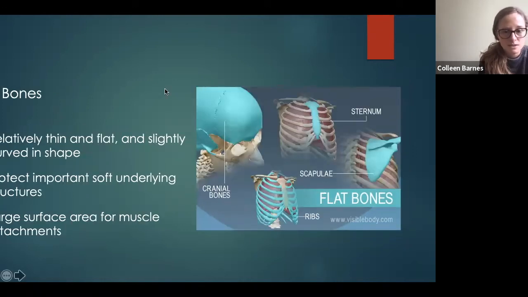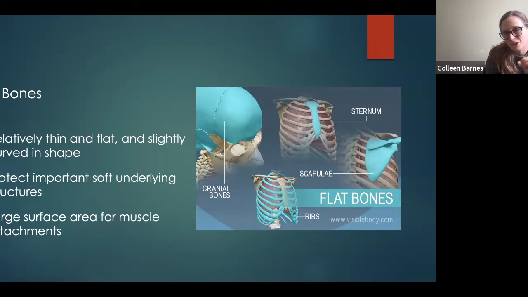Flat bones, this includes the cranial bones, we've got the sternum, this is a scapula, and we've got the ribs. So these are relatively thin and flat and slightly curved in shape. And they protect important soft underlying structures like the brain, for example, like the heart in the sternum and the rib cage and even the scapulae. And they also have a large surface area for muscle attachments.